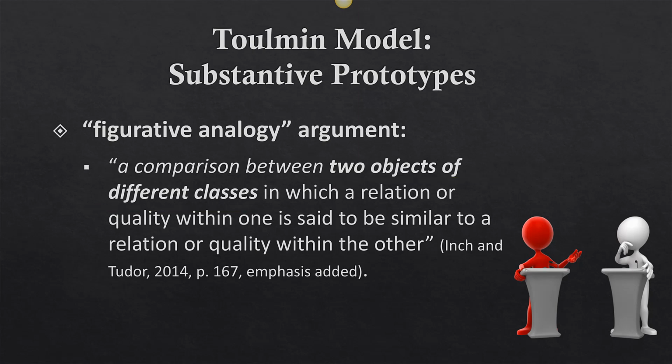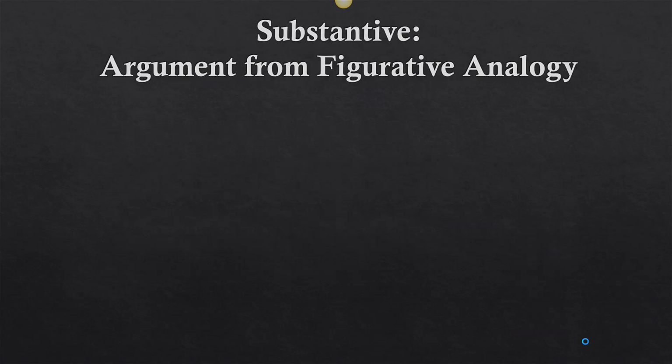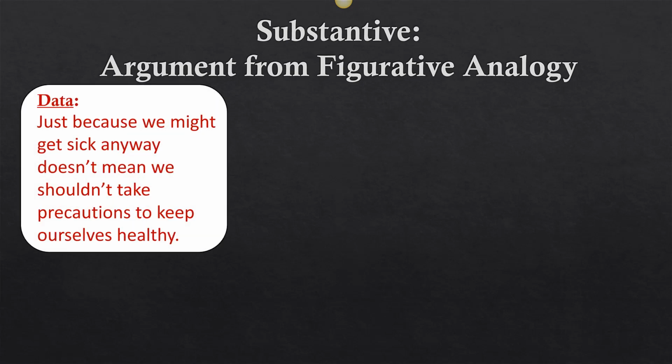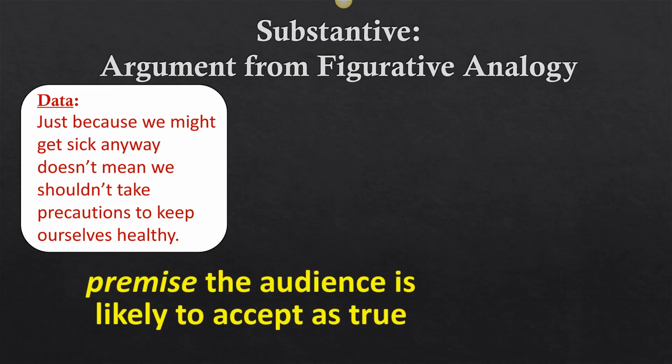Now, this can seem even more confusing. So let's go to an example to determine what exactly they're talking about here. An arguer presents the following data. Just because we get sick anyway doesn't mean we shouldn't take precautions to keep ourselves healthy. This works as evidence because it is a premise that the arguer is assuming that the audience would accept as something true.